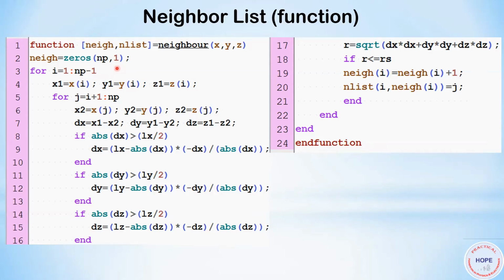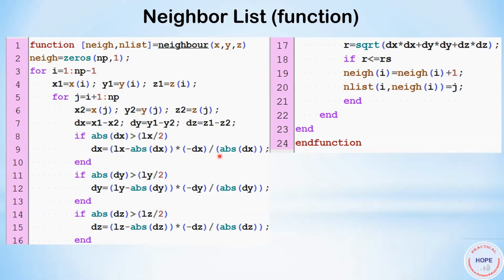So you can see first we have defined a for loop that will run from 1 to np minus 1. x1, y1 and z1 are the coordinates of the ith particle. Then we have set another for loop j that will run from i plus 1 to np, and x2, y2, z2 are the coordinates of the jth particle. Then we have calculated dx, dy and dz. And then we have checked this condition. If the absolute value of dx is greater than lx by 2, then dx is equal to lx minus the absolute value of dx multiplied by minus dx divided by the absolute value of dx.